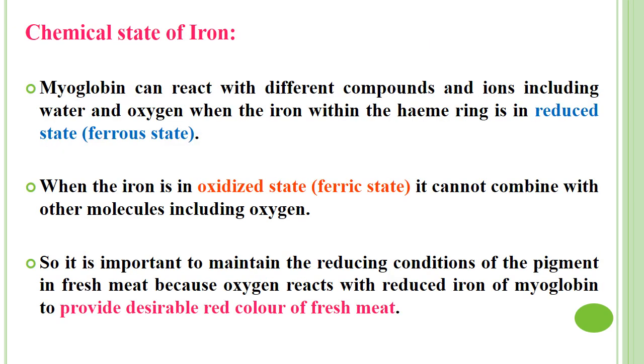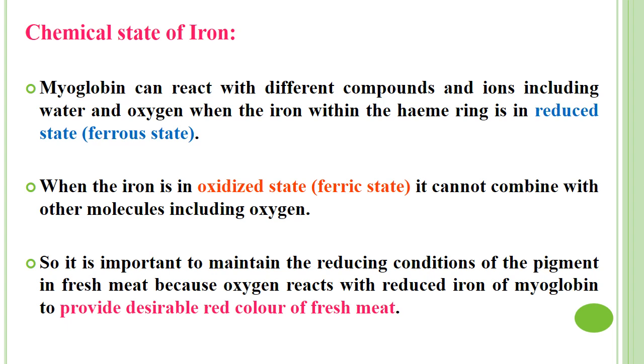Here we will understand a little more about the chemical state of heme, that is mainly due to the iron. The myoglobin can react with different compounds and ions including water and oxygen when the iron within the heme ring is in reduced state. When it is in reduced state, we call it ferrous state, and at this state it can react with other compounds and ions, and that plays an important role. When the iron is in oxidized state, we call it ferric state, and it cannot combine with other molecules or oxygen. So this makes the major difference.